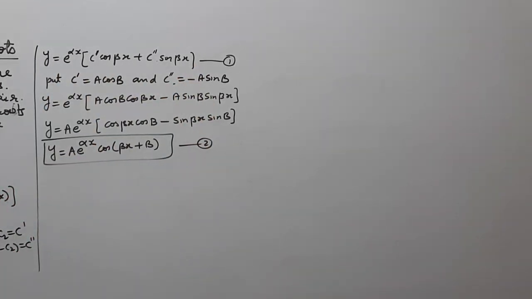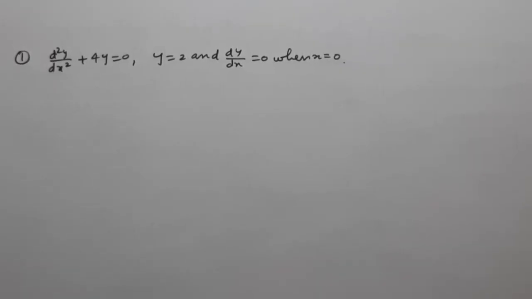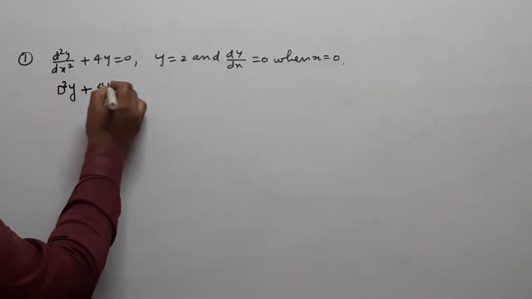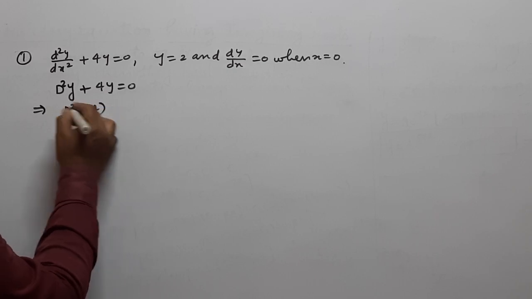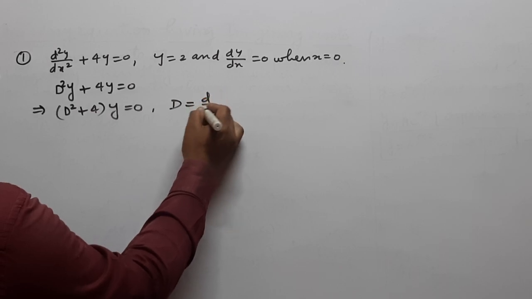Now we take one example here. Now we solve this example: d2y by dx2 plus 4y equal to 0, y equal to 2 and dy by dx equal to 0 when x equal to 0. You can see here this is a second order linear differential equation with constant coefficients. So this can be written as d2y plus 4y equal to 0, and also as (D2 plus 4)y equal to 0. Here capital D is equal to d by dx, you know.